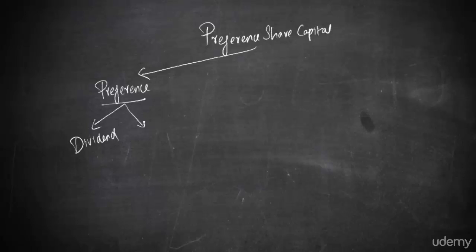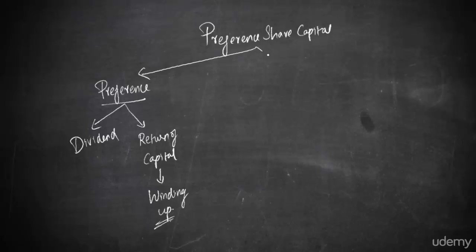Number two, they have preference in return of capital when the company is being closed. Because when the company is wound up, the people who have invested money should be paid back. So the sequence would be that secured creditors will be paid first, then unsecured, then shareholders, and when it comes to shareholders, equity shareholders will be last, and before them preference shareholders will get preference. So they have preference in return of capital as well at the time of winding up of business. Okay, so please remember this.